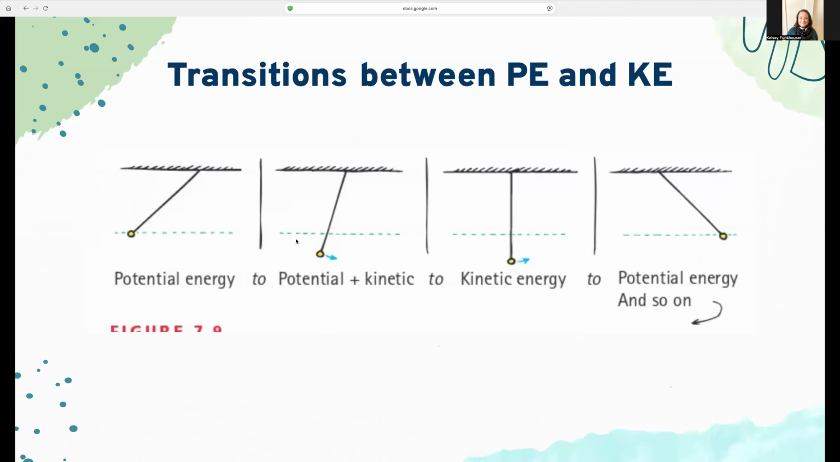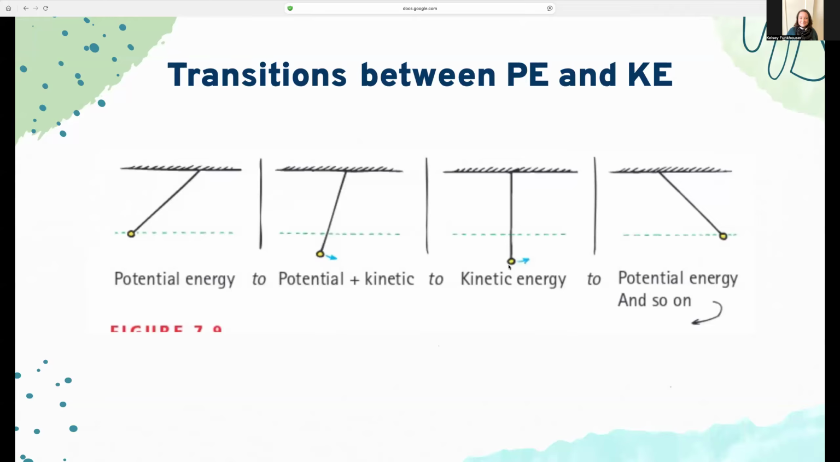And then here we see it's moving down. So it's going to a lower point. So that potential energy is decreasing. But it also has some speed now. So it has some kinetic energy. So the potential energy decreased, but the kinetic energy increased.